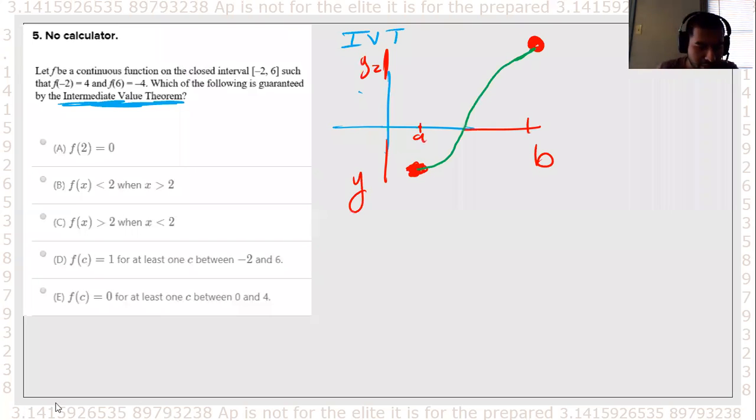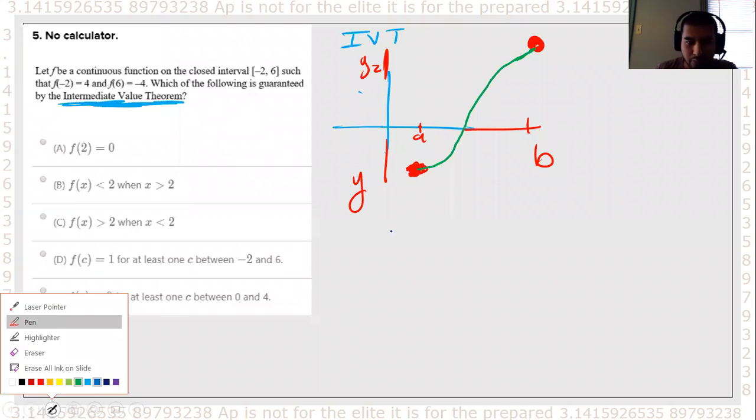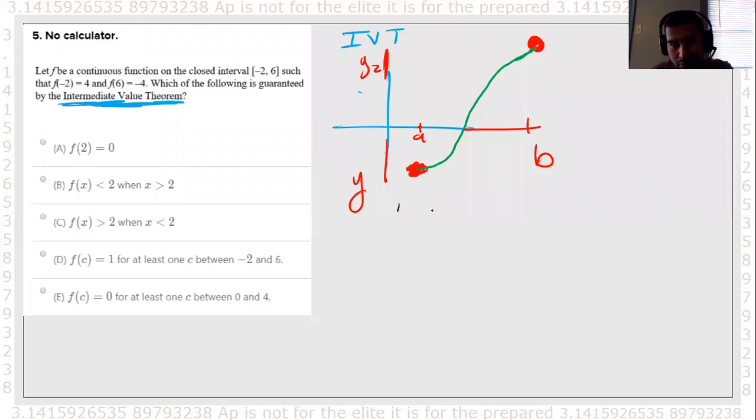So the intermediate value theorem says that if one y is negative and one is positive, there must be a point c where the height is 0, where f of c is equal to 0. So that is all you need to know for this, the intermediate value theorem.